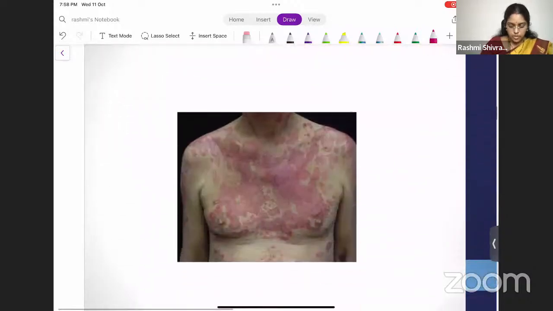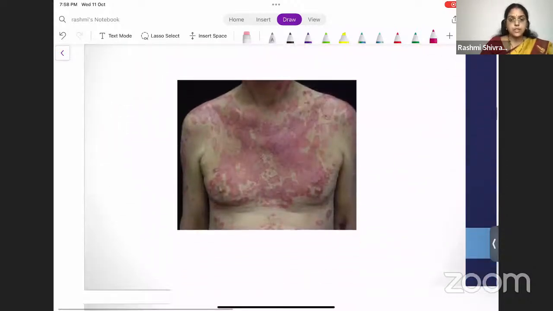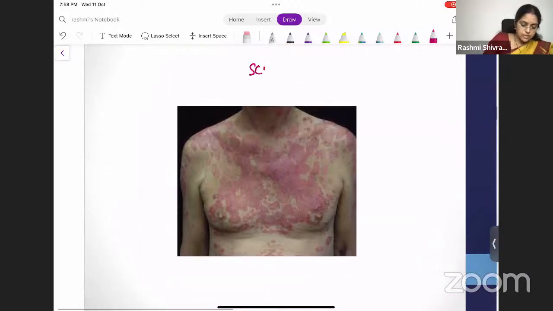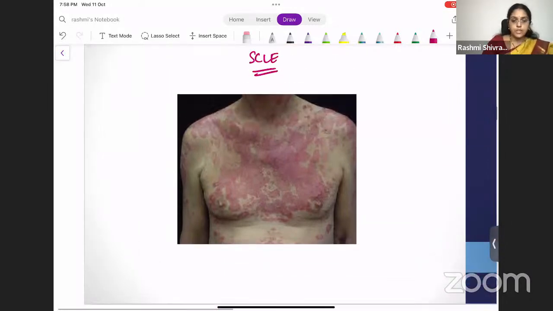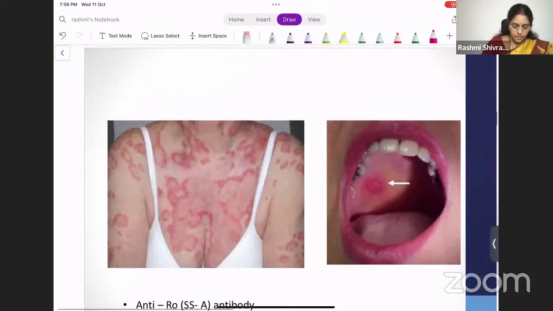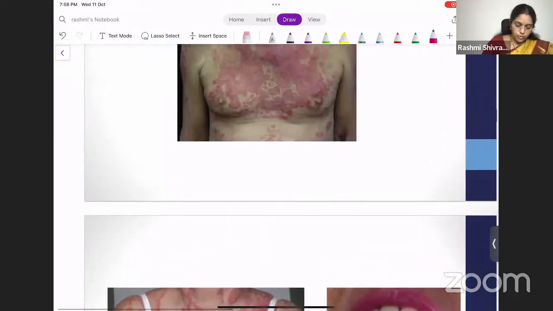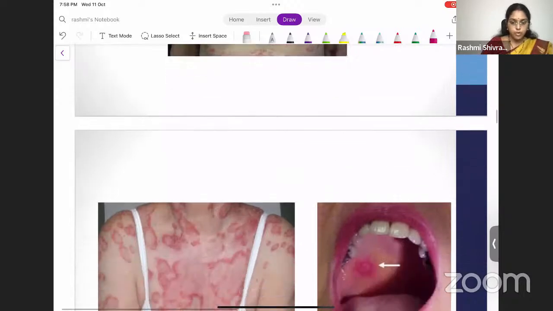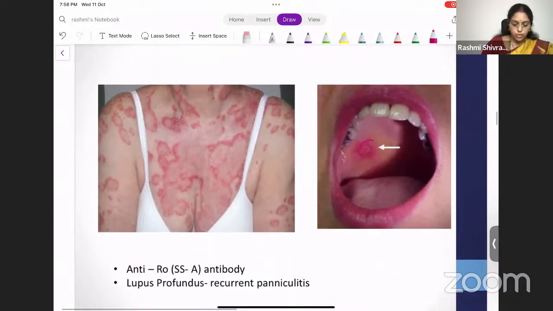There is one more entity which is called subcutaneous lupus erythematosus, SCLE, right? You can see it is more widespread. These are more widespread lesions involving the entire chest. It can involve the entire body, but mostly the chest and back are involved. Upper extremities, chest and back are more commonly involved. You can also have some oral ulcers. Oral ulcers are very, very common.